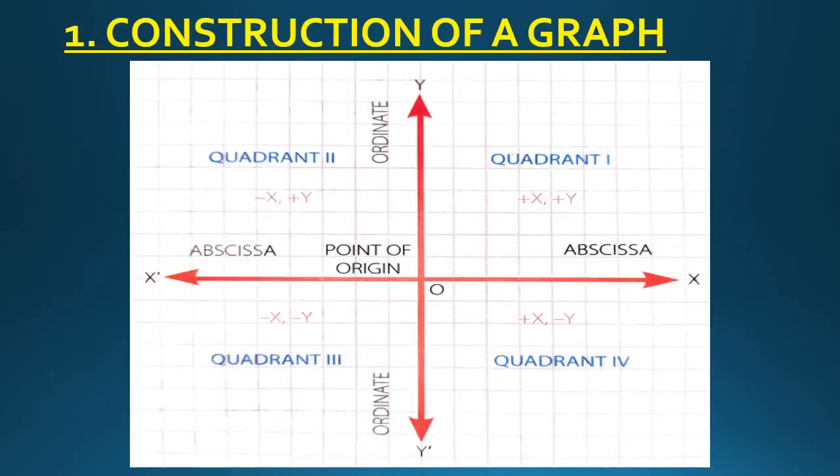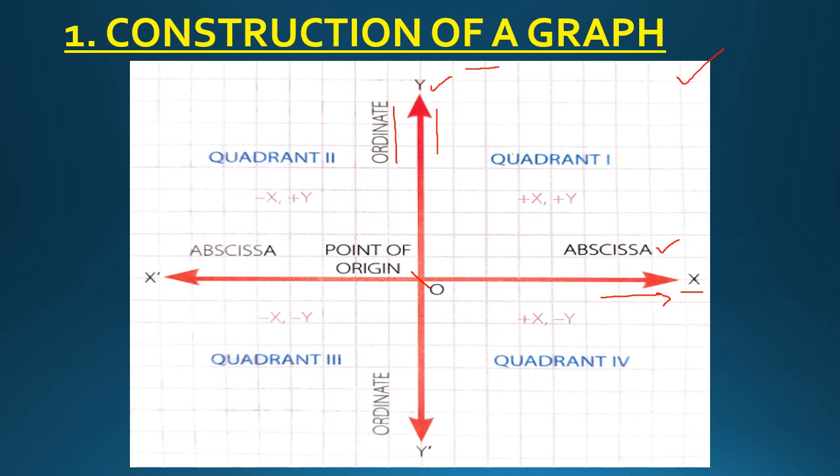Now see construction of a graph. This is the Cartesian plane. On this Cartesian plane, there are two lines, a horizontal line and a vertical line. The horizontal line is known as abscissa, or the x-axis. And the vertical line is known as ordinate, or the y-axis. The point where the y-axis and x-axis intersect each other is known as the point of origin.